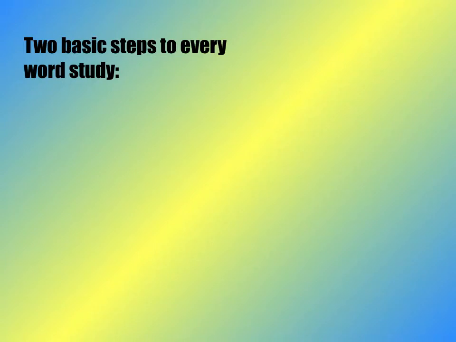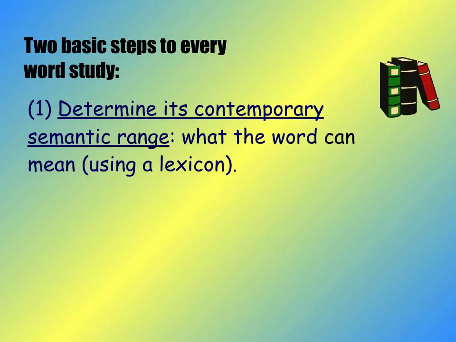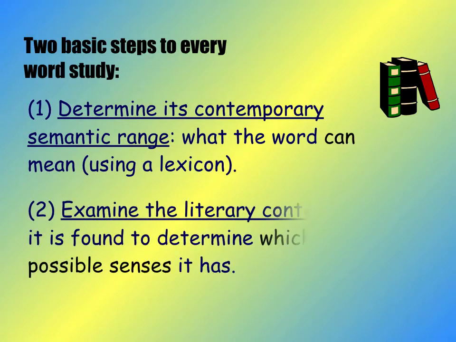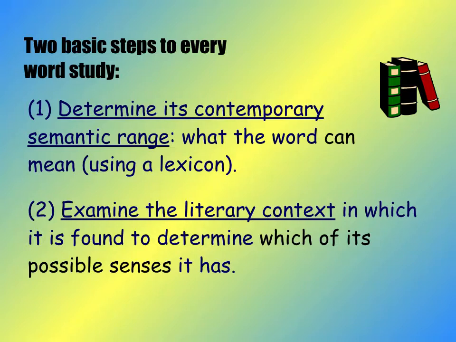Two basic steps then to every word study. Determine what a word can mean, that is, its contemporary semantic range, by looking it up in a lexicon or a dictionary. And then examine the literary context in which it's found to determine which of its possible senses it has. You should not determine the meaning based on its etymology. You should determine the meaning based on its dictionary definition and then its use in context.